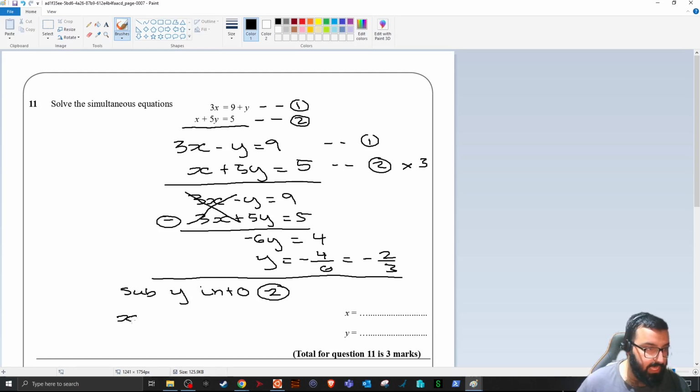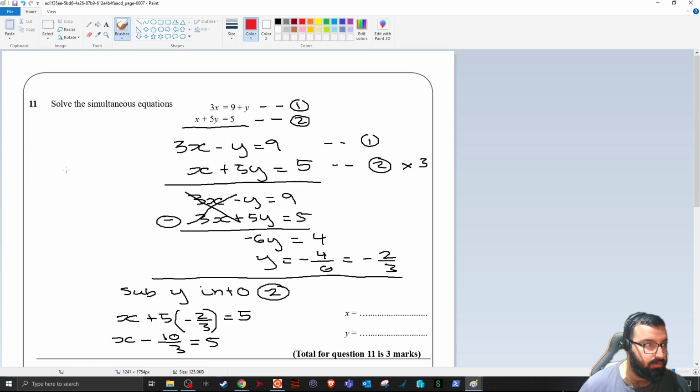So we're going to have x plus 5 brackets minus 2/3 equals 5. So x minus 10/3 equals 5. And the reason why it's minus 10/3 is because the plus and the minus makes a minus, of course. I'm just going to carry on from here, so I'll just put this in red this time. So x minus 10/3 equals 5.